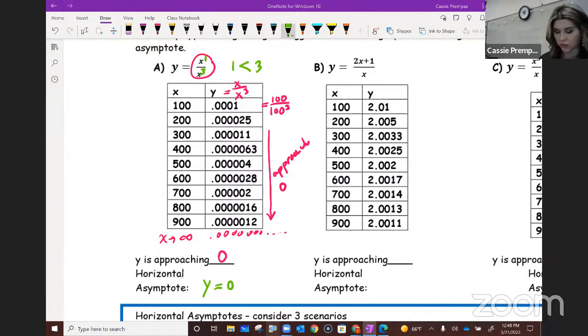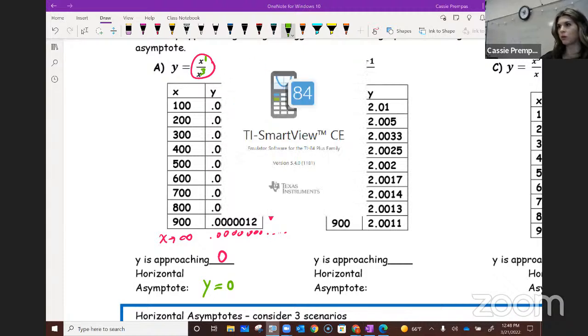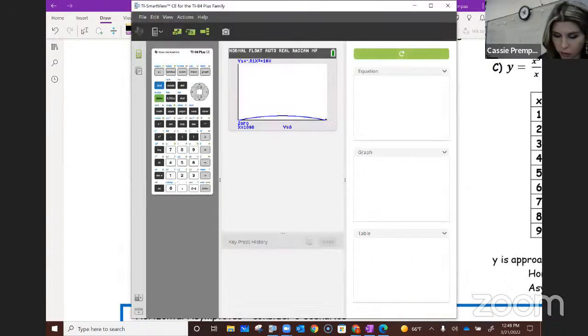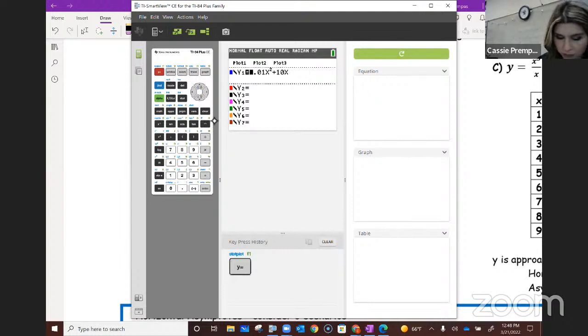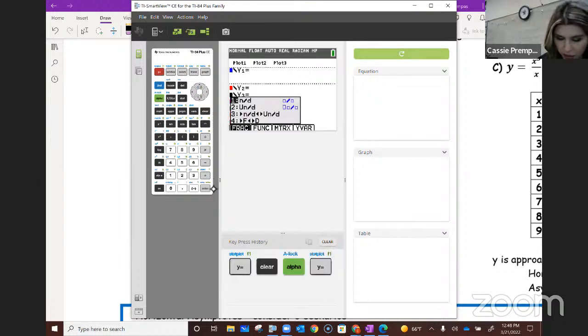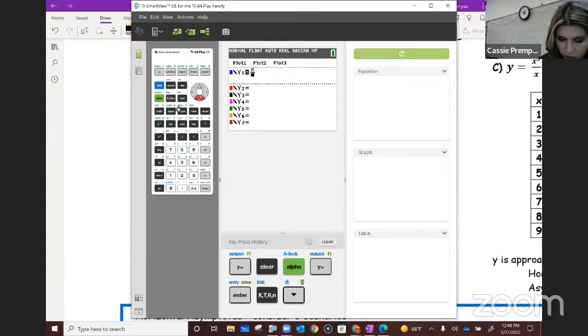I want to show you what this looks like on a graph. You do not have to reach for your calculator. In fact, I'm going to be showing you by hand how to do this without a calculator. But some people I found were confused with what is a horizontal asymptote? What does that look like? So I just want to show you what this will look like on the actual graph. So if I go to y equals and I type in this function, which is x over x cubed.